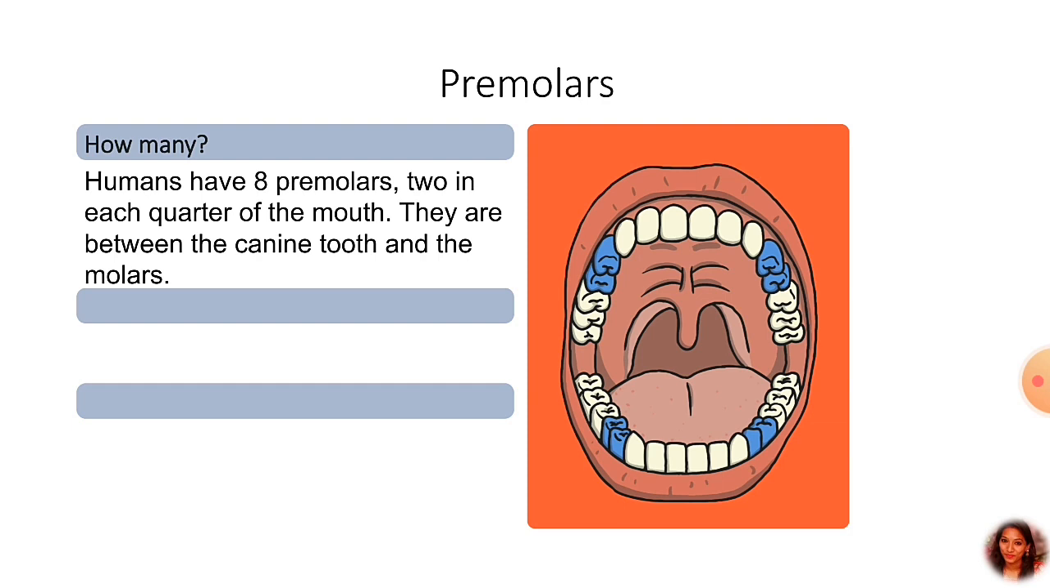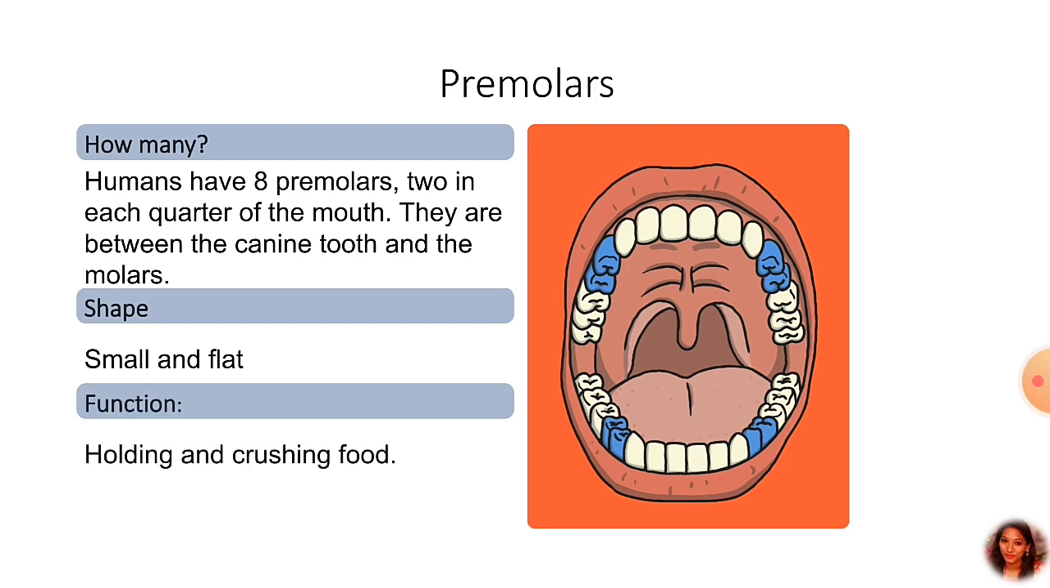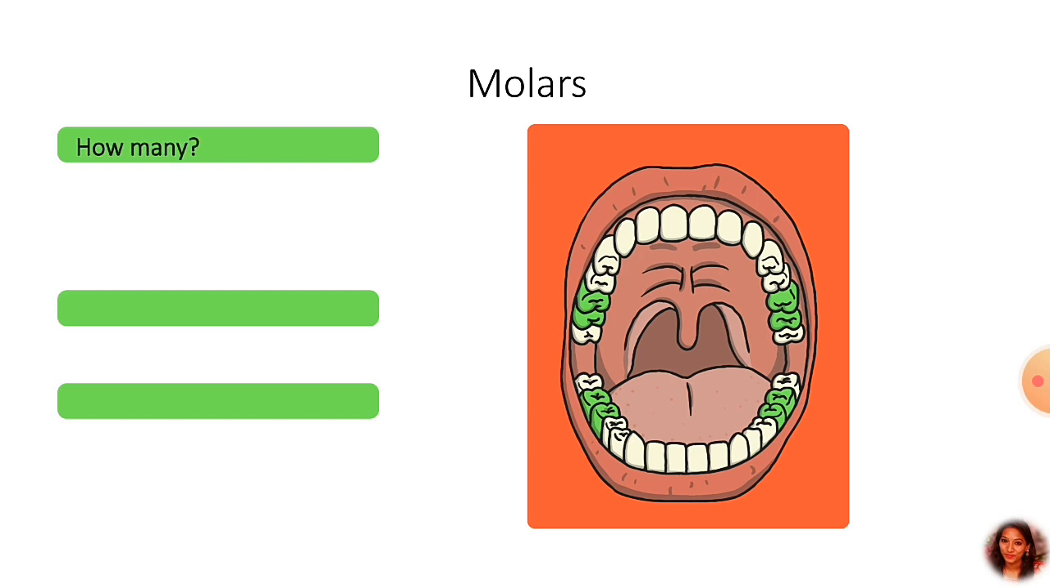Now next is the premolar. In each human, there are 8 premolars, 2 in each quarter of the mouth, and they are between the canine tooth and the molars. So they are in between these two types of teeth. Now about the shape, they are generally small and flat in structure, and the function is just holding and crushing the food.